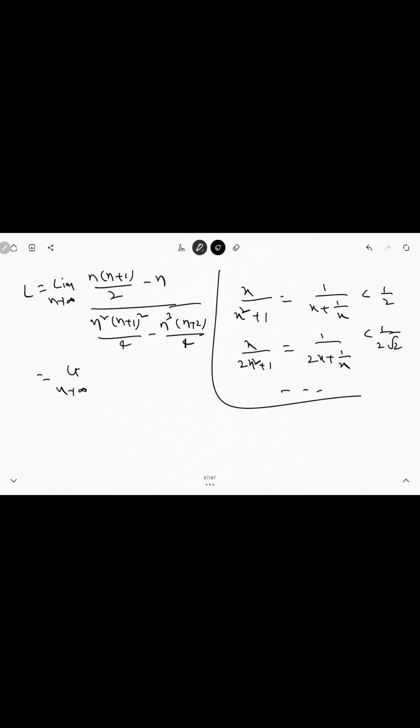Limit n tends to infinity, n square minus n plus 1 by 2 by n square by 4 we will get. So 4 by 2, it is 2 only. Highest degree coefficient by highest degree coefficient, whenever degrees are equal, we are getting this. So the answer is 2.